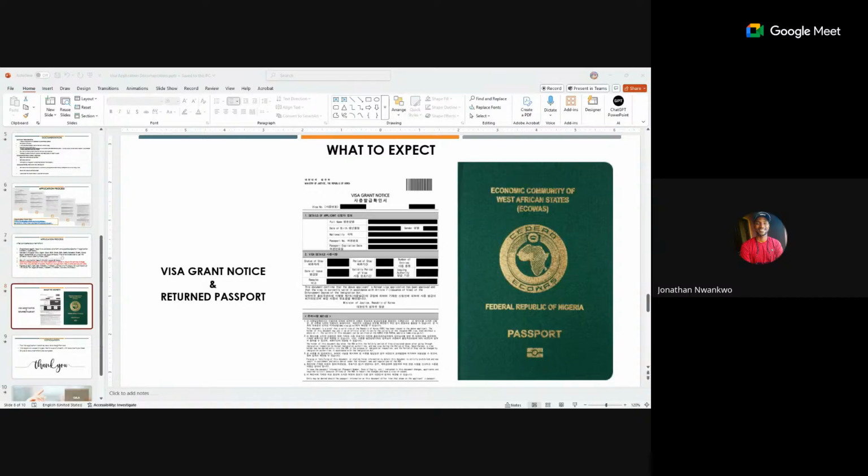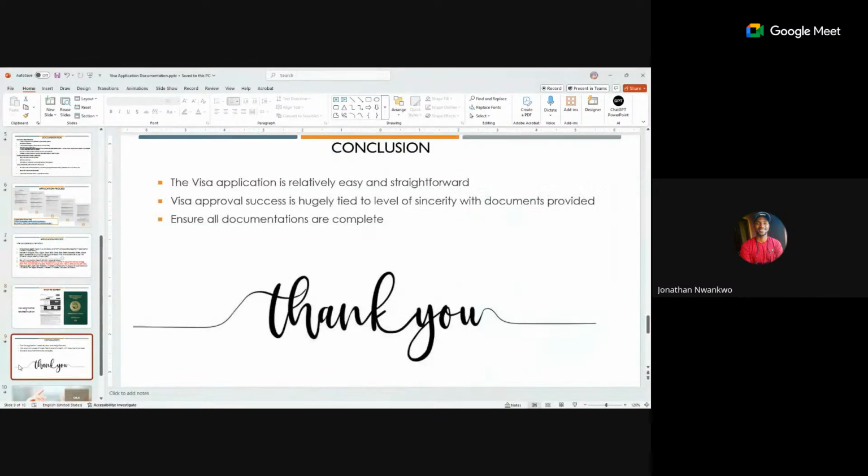So finally, to the conclusion part of this presentation: the visa application is relatively easy and straightforward. It wasn't for me at the time, because I was just doing it anyhow.